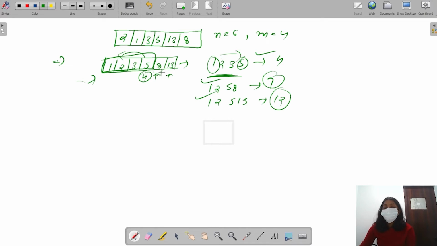As I increase indexes, I get more difference. So this is useless for me. I won't do this. Okay, so from here what will I be doing?